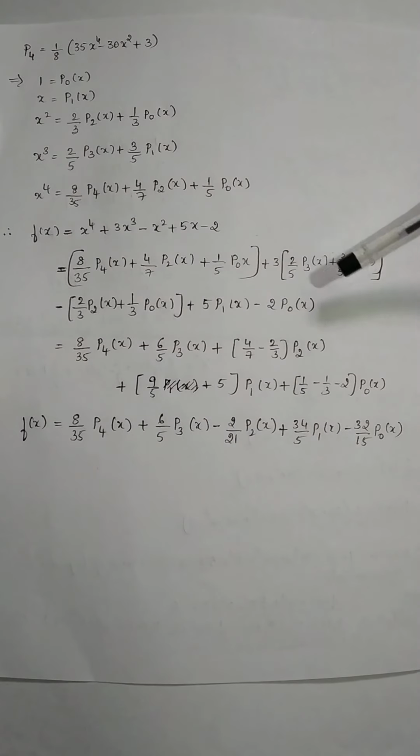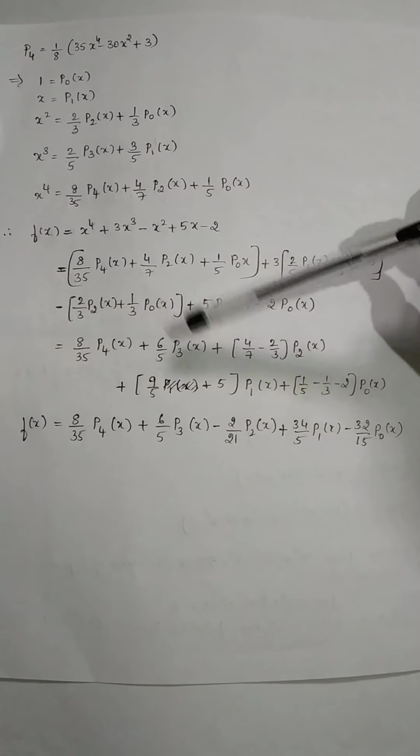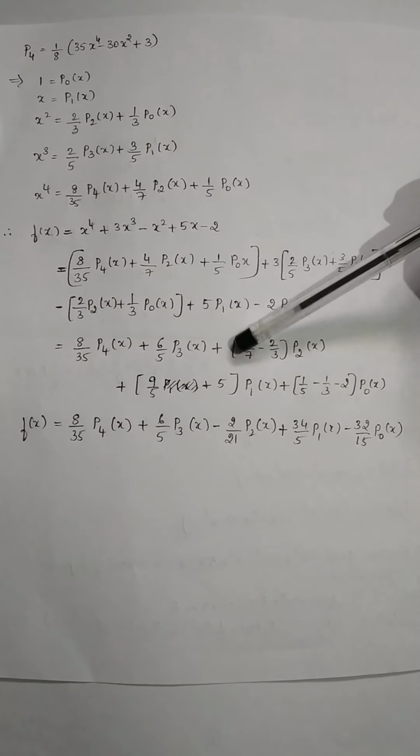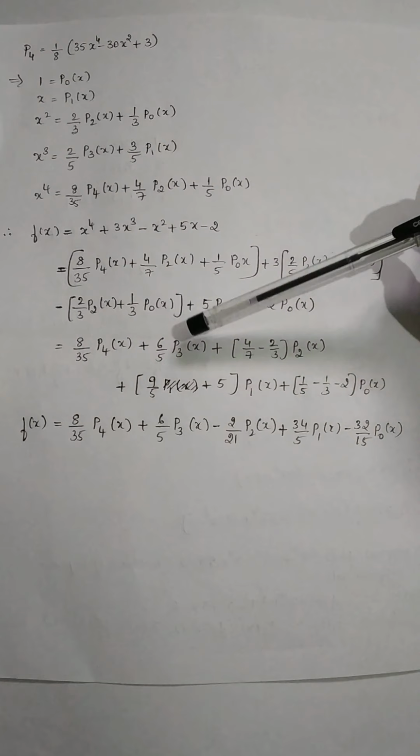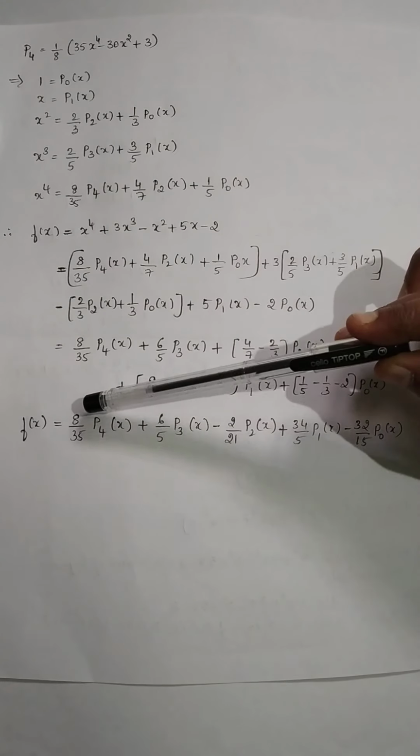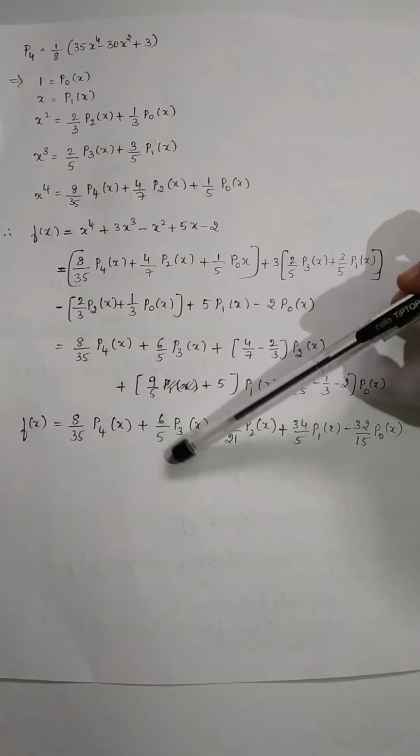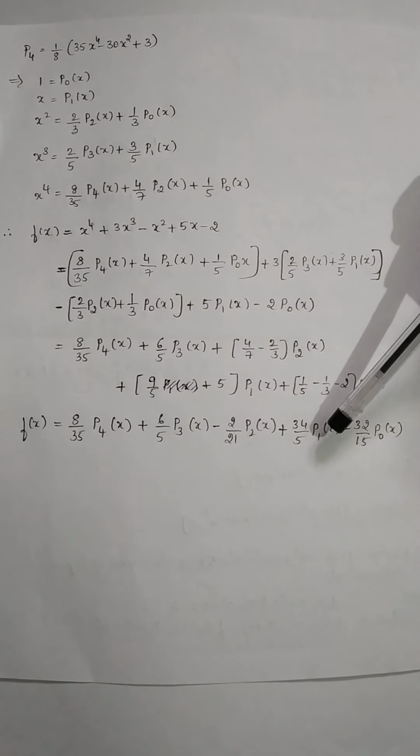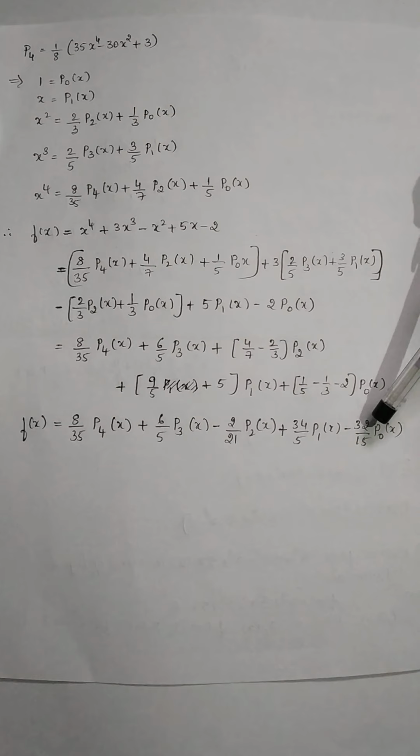On simplification, collect the coefficients of P4 of x, P3 of x, P2 of x in order, maintaining the order. You simplify the coefficients of P4 of x, P3 of x, P2 of x, P1 of x, and then P naught of x. On simplification, you will get f of x is equal to 8 by 35 P4 of x plus 6 by 5 P3 of x minus 2 by 21 into P2 of x plus 34 by 5 into P1 of x minus 32 by 15 into P naught of x.